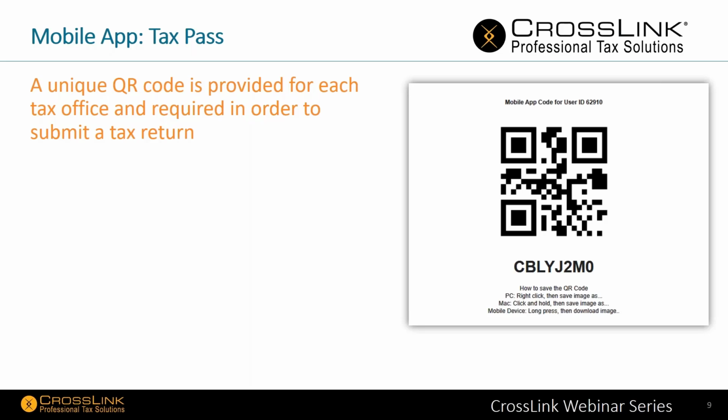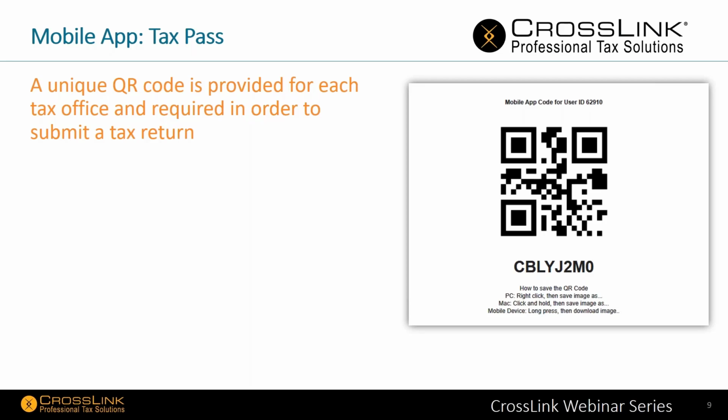This code does need to be given to the taxpayer in order for them to submit the tax return to your office. This is really important because this is how we know here at Crosslink where to funnel the return. Just note this image here on my screen. That's a QR code, the digital box that can be downloaded and printed on your marketing material. But if you're not familiar with QR codes and how they work, you can definitely promote the code underneath, CBLYJ2M0. That can also be typed in on the app. This way, they're putting in the QR code for your office.